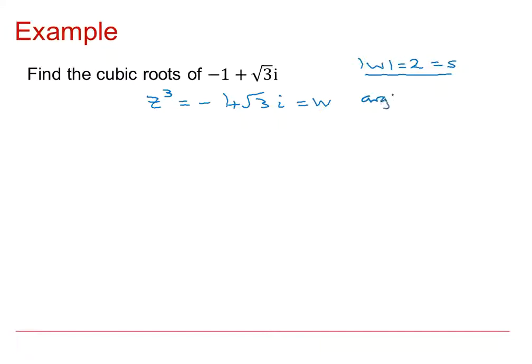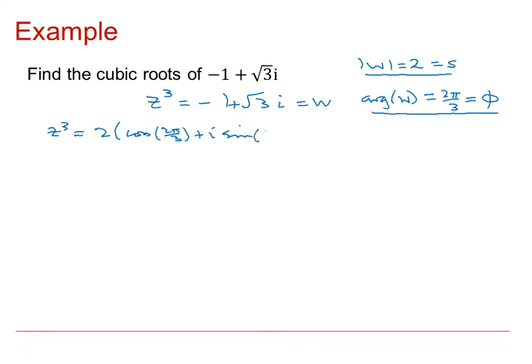And we need the argument of w, which is 2 pi by 3, and that's the thing we've been calling phi in our introduction. So we can now say that z cubed can be written as 2 cos 2 pi by 3 plus i sin 2 pi by 3. So now we're in a position to take the cube root of both sides in order to find z, which is the thing that we're looking for.